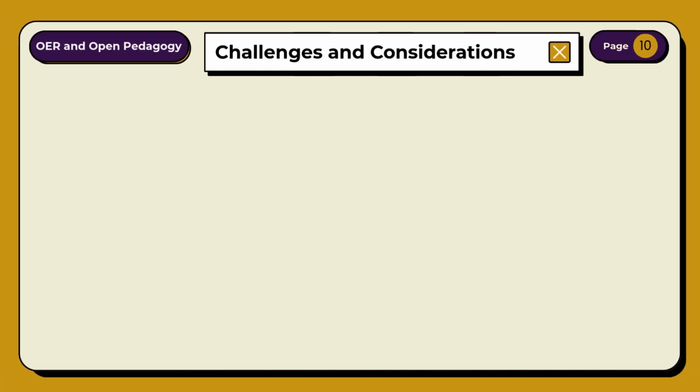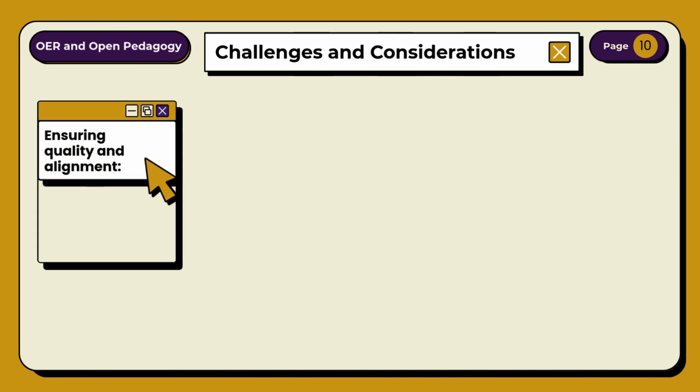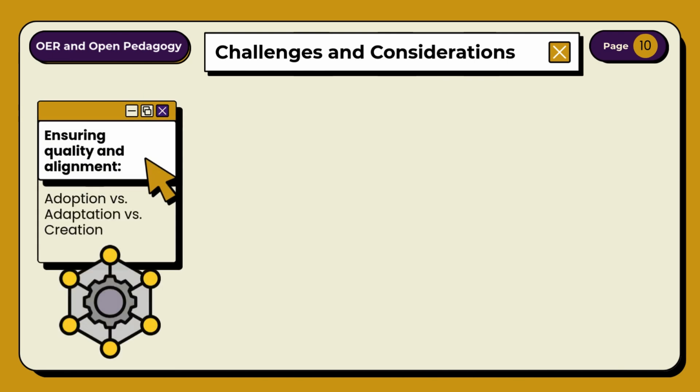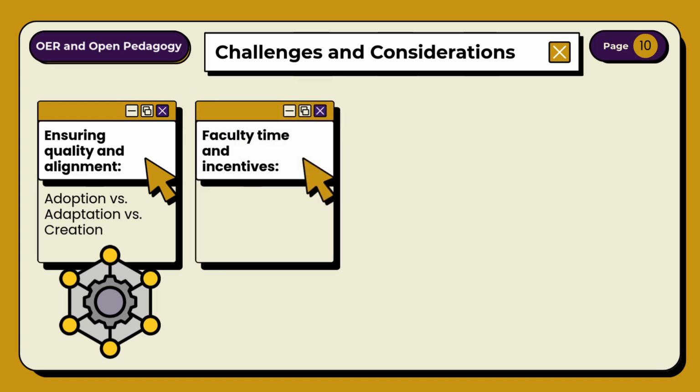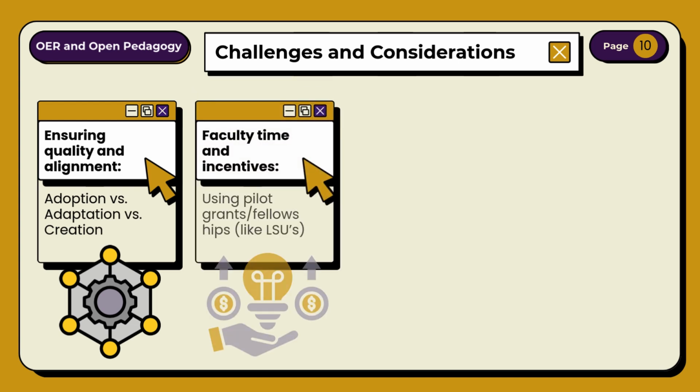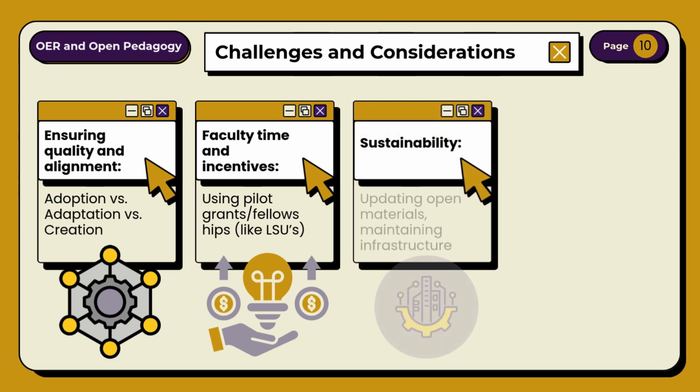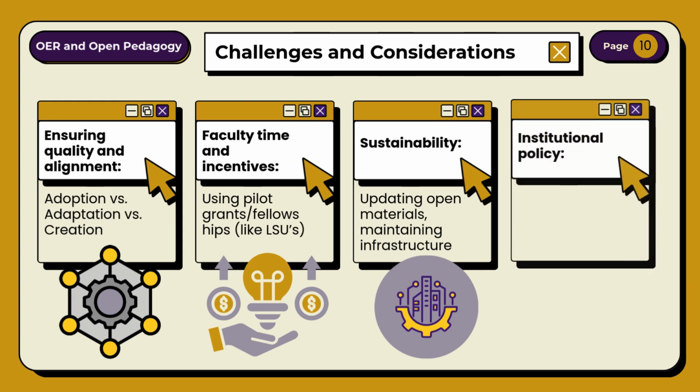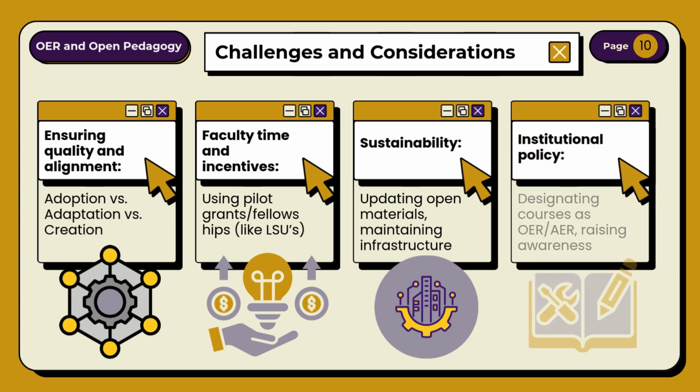Of course, we must acknowledge challenges. Quality matters. Simply replacing a textbook with a PDF doesn't guarantee improved outcomes. Faculty need support and recognition, which LSU addresses with fellowships. Sustainability is important. Open materials still require updates, hosting, and infrastructure. And institutional policy and awareness are key. LSU now has clear definitions and schedule markers for OER and AER courses, which helps transparency. All of these are things you might consider in your planning.